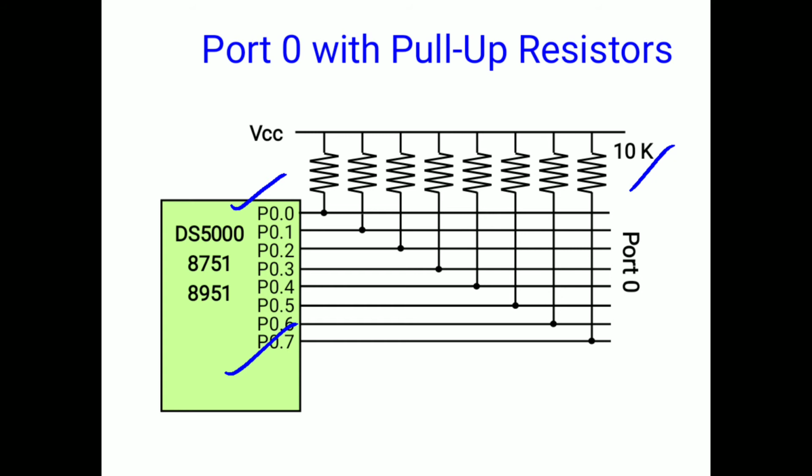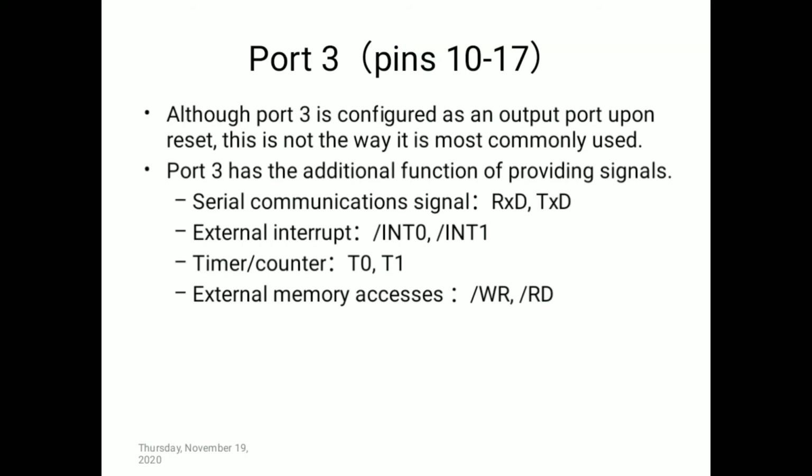Now if we talk about port 3 pins, these are used for some additional features. It has the RXD and TXD pins, used for serial communication. The interrupt pins INT0 bar and INT1 bar are two external interrupt pins, there are two timer pins, and RD bar and WR bar are external memory access pins. So these are the multiplexed functions of port 3.